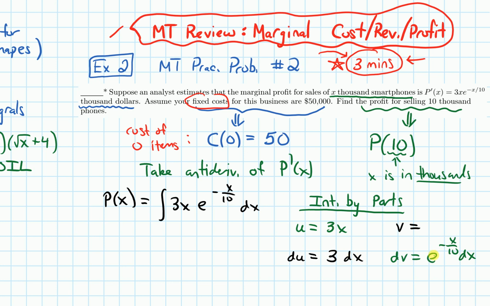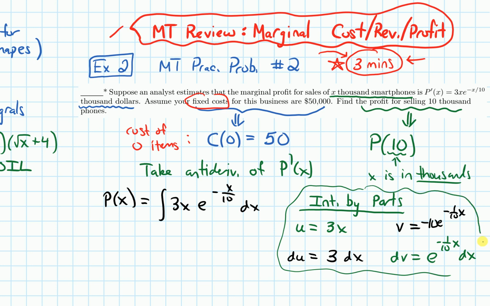And for the antiderivative of e to the negative x over 10, it's going to be helpful to think of this exponent as negative 1/10 x. So an antiderivative of that would be e to the negative 1/10 x. But in front of it, I'll have to take the reciprocal of this negative 1/10, which means I'll have to put a negative 10 in front of it. I'm just going to put this off to the side, with a little bubble around this choice of u and dv.